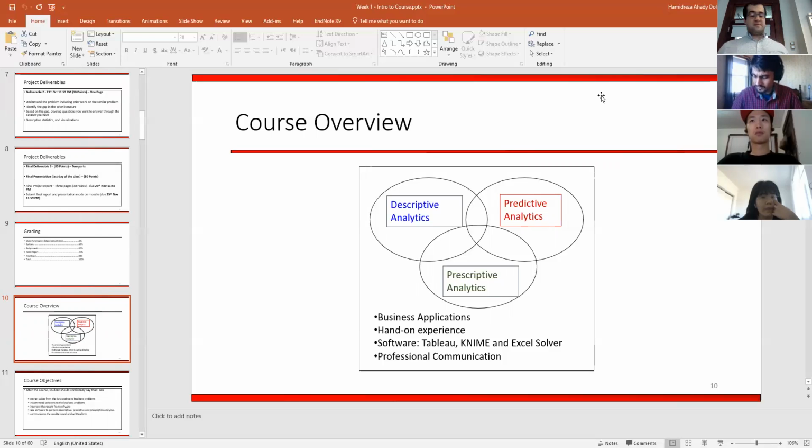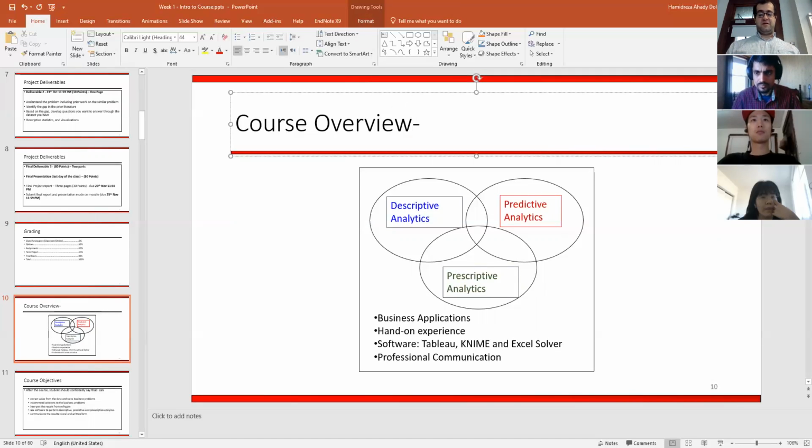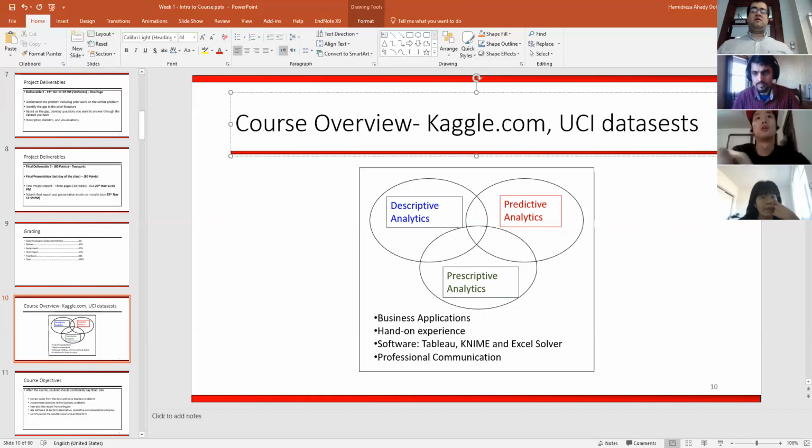Let me type it here so everyone can see. Kaggle.com is a source. UCI, University of California, Irvine, has the UCI data sets. And you can just Google it. Just Google, see if the data is available. You can do cheating: first find the data, then define the problem. It's another way of doing it.